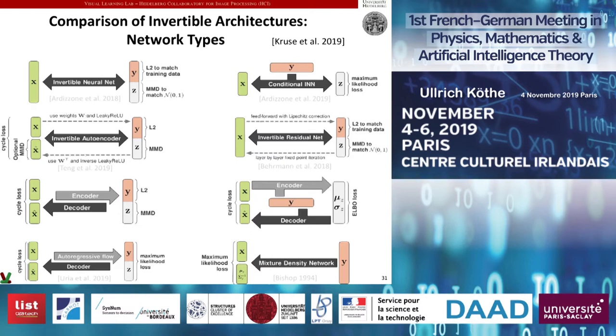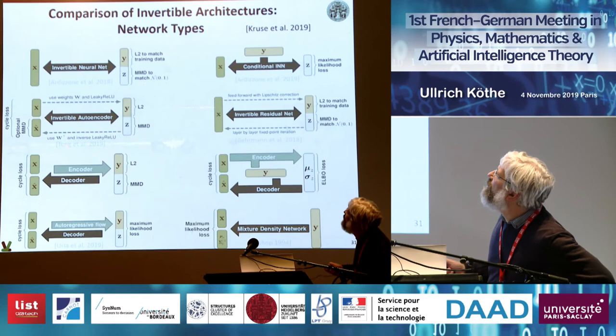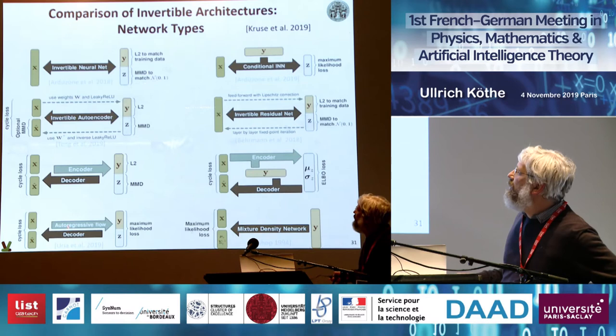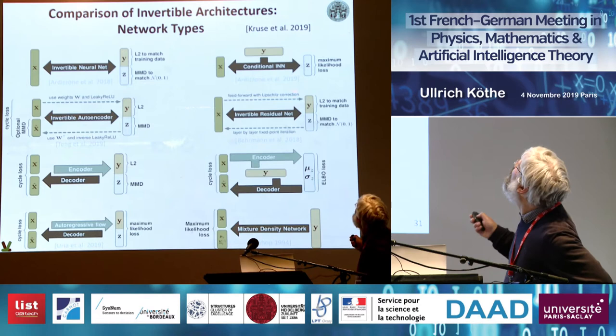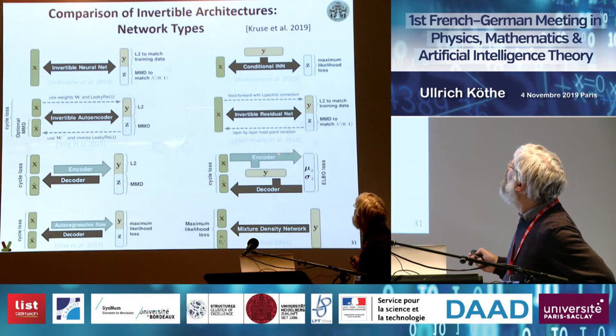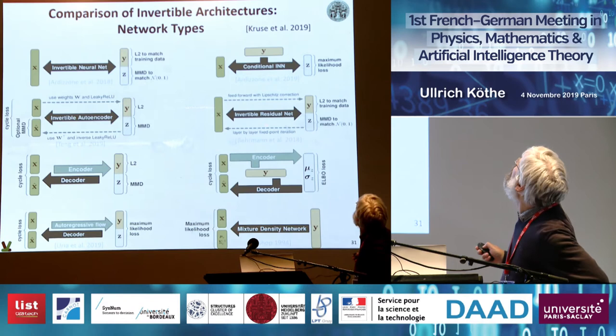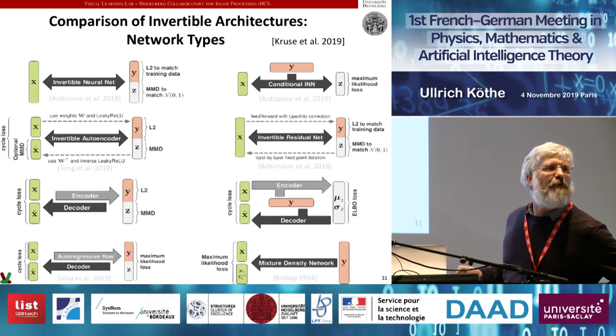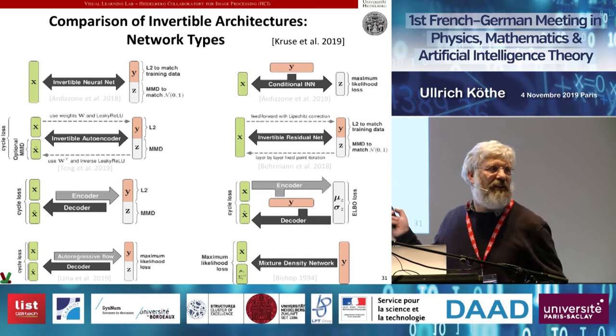So here are some of the architectures that we compared in one experiment. So I have already shown this, the invertible autoencoder. I can't talk about it in detail. Then the normal autoencoder here, the autoregressive flow, where the encoder has a triangular Jacobian. Then a conditional INN, I will talk about this later. And conditional autoencoders, the invertible residual net, which I just have shown, the IResNet. And this is a very classical architecture, the mixture density network from the 90s, which is not invertible, but gives very good results on this particular problem.